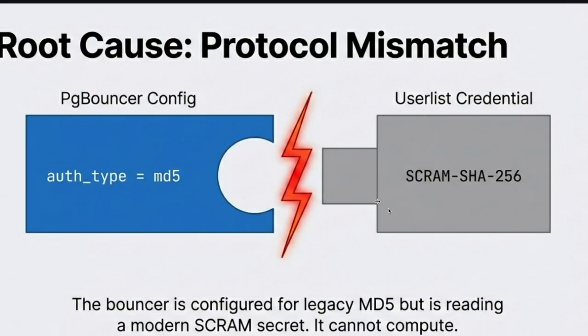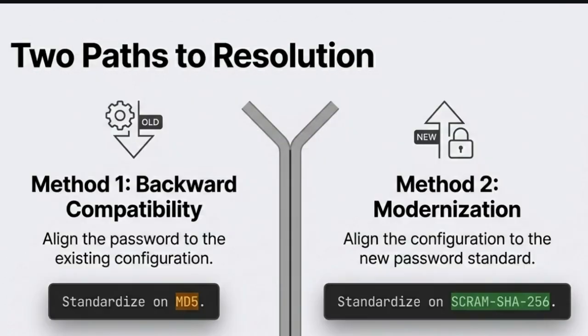By default, the database's password_encryption is SCRAM-SHA-256, but when you set MD5 in your auth type, it causes a mismatch between pgbouncer and the database. Because of that, we started facing that error, were flooded with errors, and the connections were failing. So this is what happened.